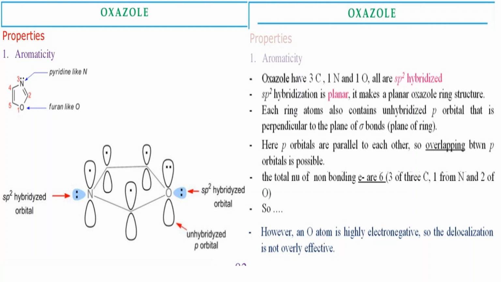Huckel's rule. However, oxygen is slightly electronegative, so delocalization is not very effective. Because oxygen being electronegative will pull the electrons towards itself, the delocalization is not that effective. So your delocalization is not that strong in case of oxazole. Because of the presence of the oxygen, it is less aromatic compared to your imidazole and pyrazole.